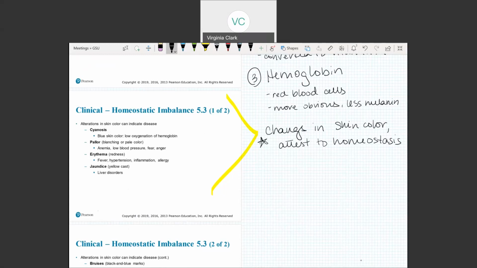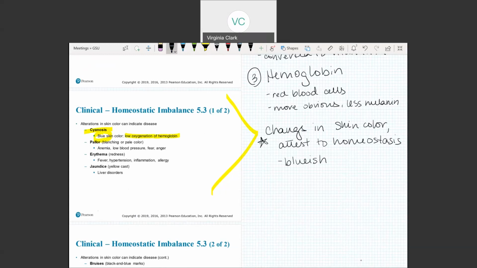When you have cyanosis, it means that you are going to have a blue skin color. This is due to low levels of oxygen. So with cyanosis, your skin color could actually be bluish.